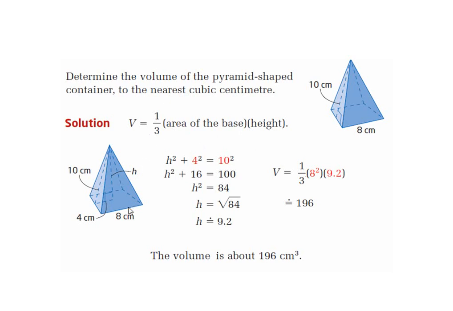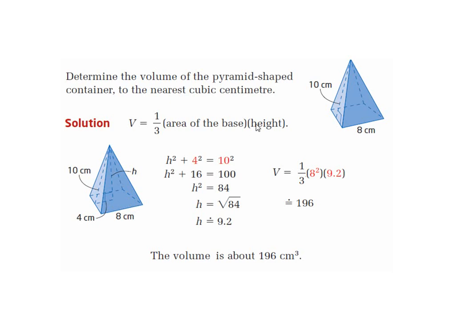Then let's identify the dimensions first. For example, you need to get the area of the base, so you need to know the dimensions of the base. The base is a square, and the side is 8 centimeters long everywhere. This one is 8 centimeters. This one is 8 centimeters. That is also 8 centimeters. So you are able to calculate the base area.